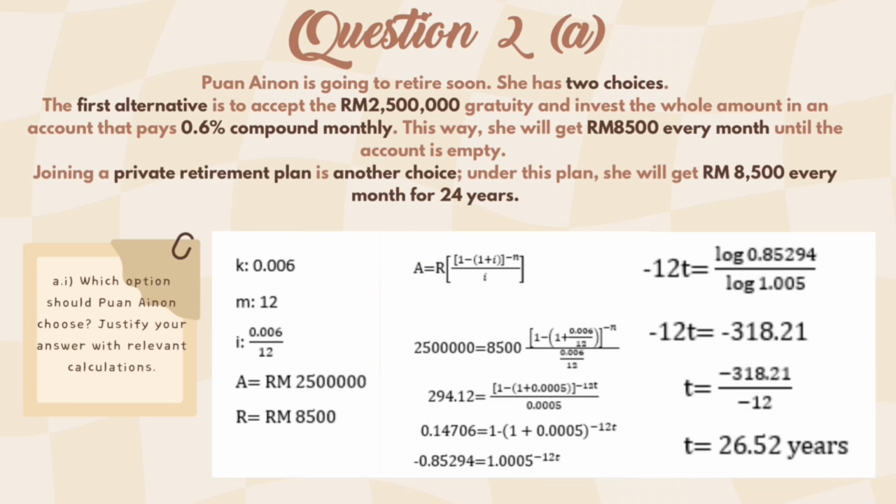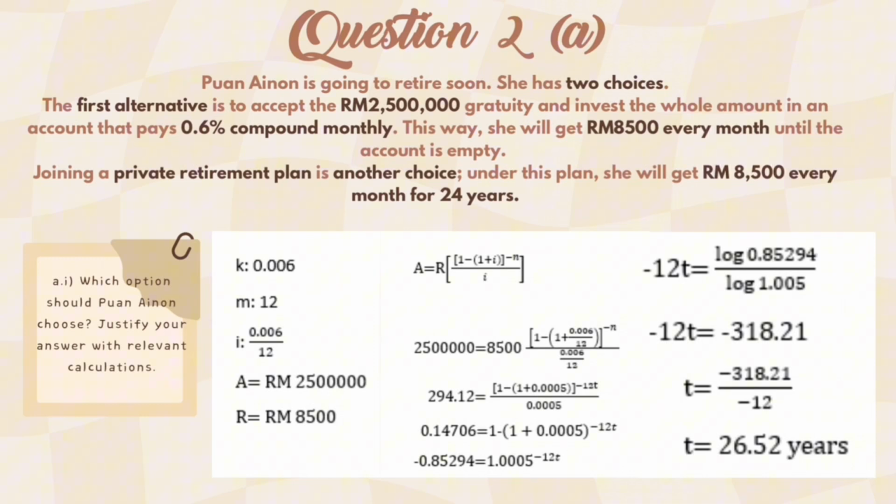Joining a private retirement plan is another choice. Under this plan, she will get 8,500 ringgit every month for 24 years. The first question is, which option should Puan Ainun choose? Justify your answer with relevant calculations.